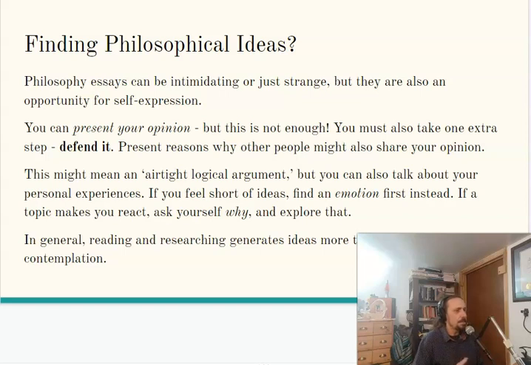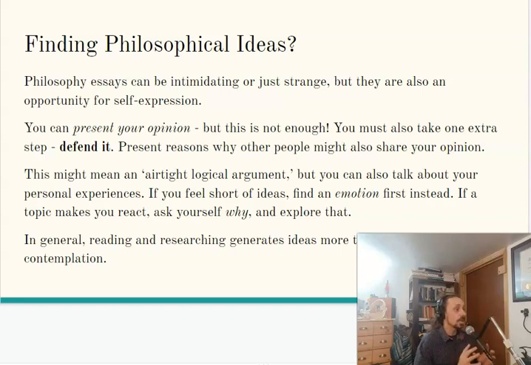Often, if a topic makes you react, you're just like, I don't know about this. That's a great starting point. Ask yourself, why did I react that way? And you can explore that. And in general, reading and researching will generate more ideas than just solitary contemplation, just staring at a wall going, okay, I need an idea. I find that I get way more ideas when I'm reading lots of books, reading articles, taking notes, because things are making me react and make connections as I go. That's how you're going to find good ideas.